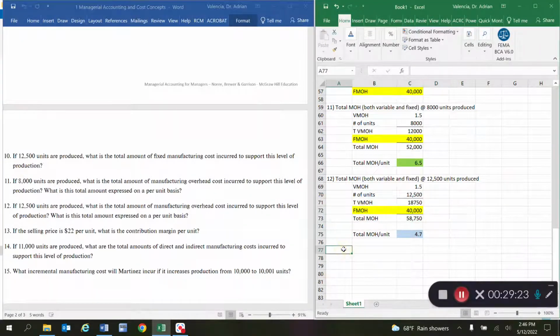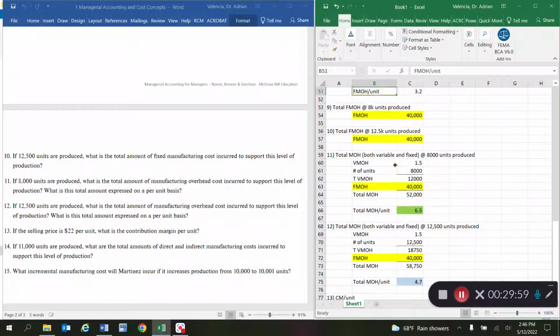Then we go to question number 13 here. They're asking us, if the selling price is $22 per unit, what is the contribution margin per unit? Okay, so by definition, contribution margin is going to be the sales price minus variable cost per unit. That's what contribution margin is. So let's go ahead and do that math. $22 sales price, and then the variable cost per unit from, let's see where we did that one here.